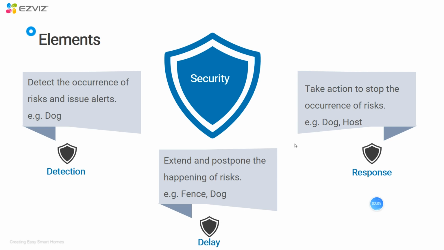The second is delay. We hope to prolong the occurrence of events as much as possible. And the third is response. That is to take certain means to prevent the event from happening.